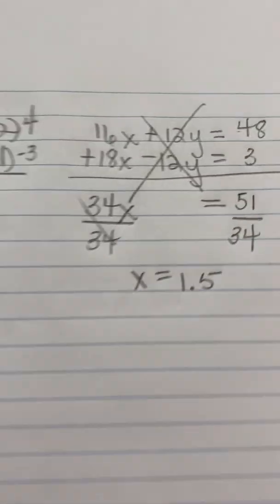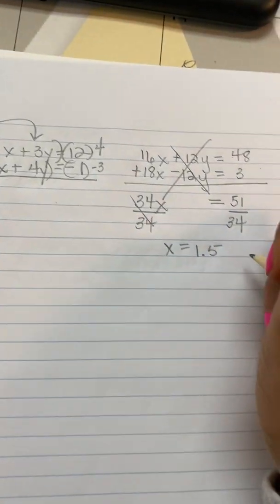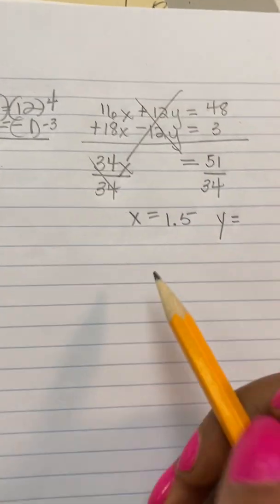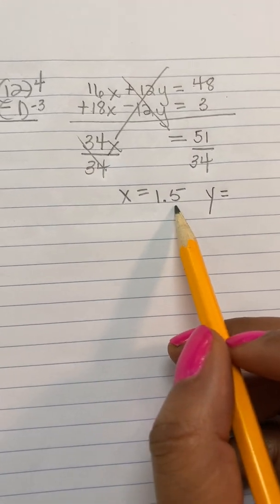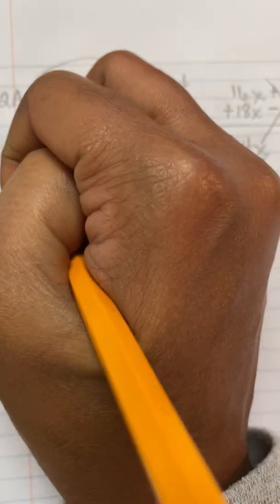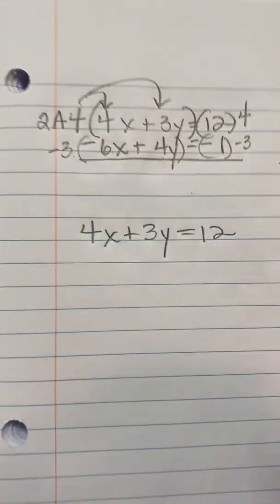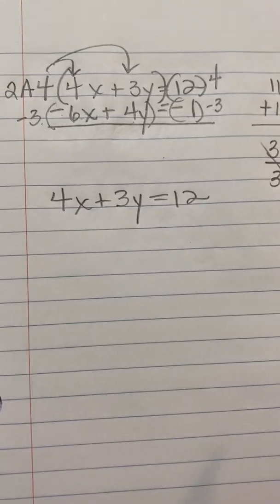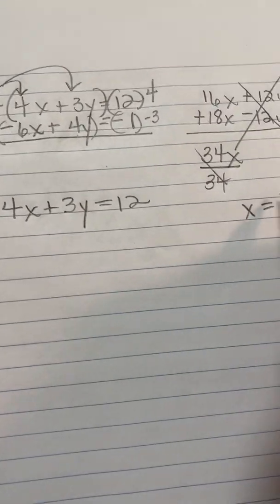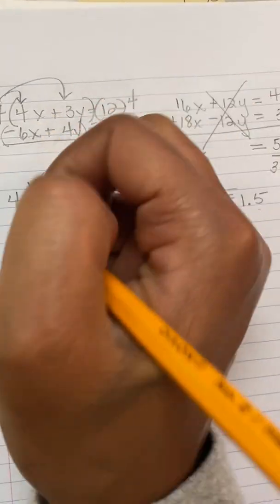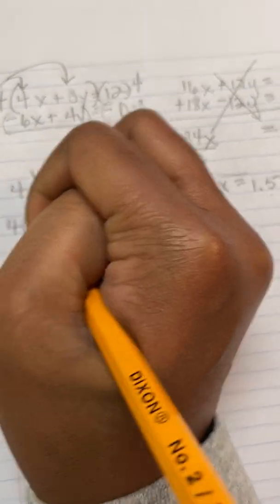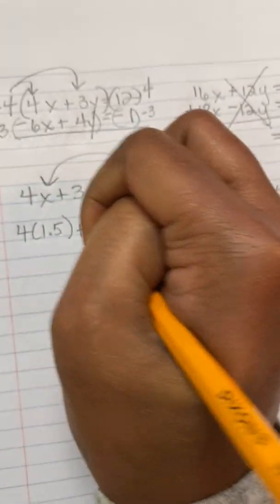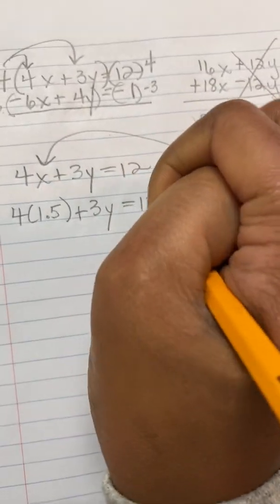Okay, so that's 1.5. Now, well, Ms. Thomas, what is y? How can I obtain y? Well, we're going to substitute in 1.5 so we can go back to the original problem if you want to. Remember when it was 4x plus 3y equals 12? We're going to substitute, so where x is, we're going to substitute in 4 times 1.5 plus 3y equals 12.